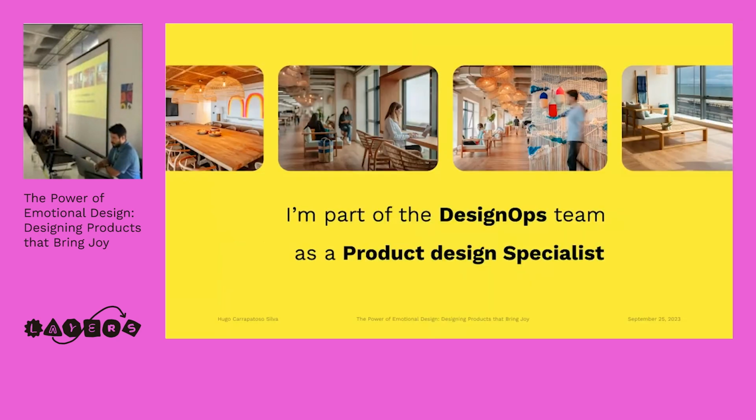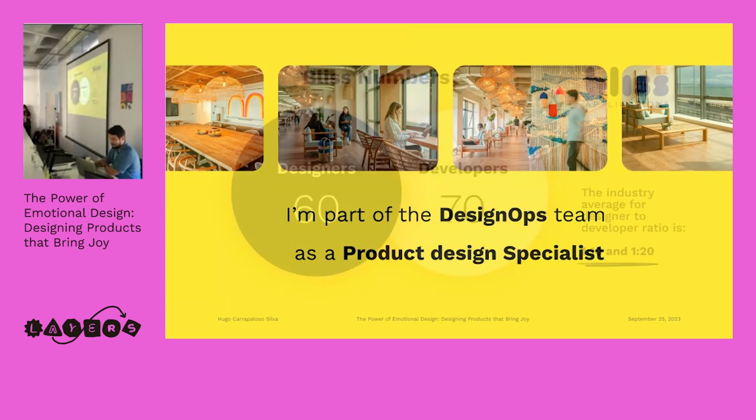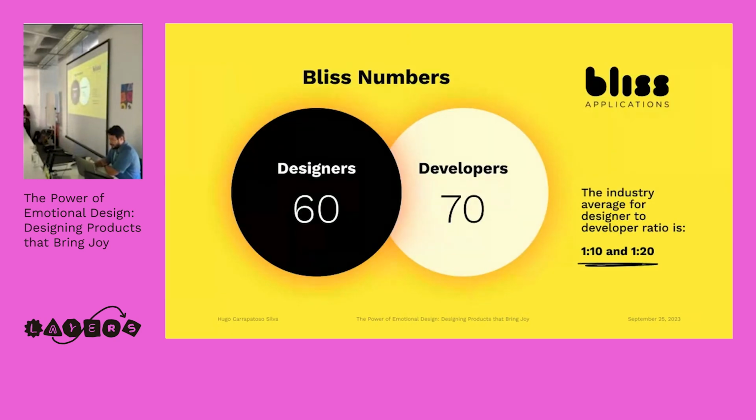Currently, I'm part of the design ops team as a product design specialist. And these are photos of our office. Yes, we have a beach view. That's nice. When we arrived at Bliss, we were only two designers, and right now we are 60 designers and 70 developers, which is a good ratio compared to the industry.